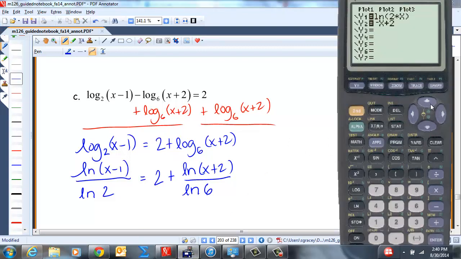So here we go. All right, so natural log of x minus 1, and then divided by natural log of 2, and then this guy will be 2 plus natural log of x plus 2 divided by natural log of 6.